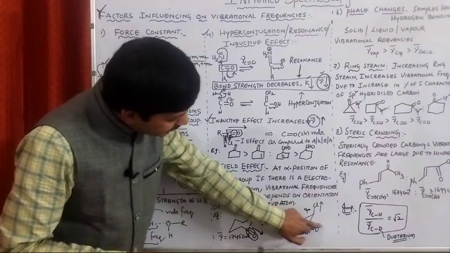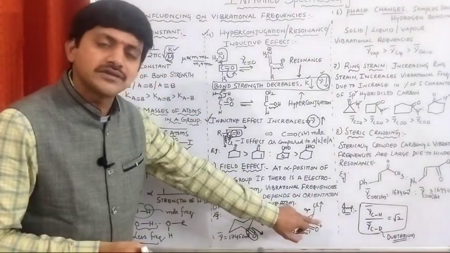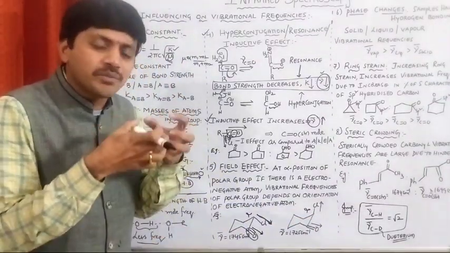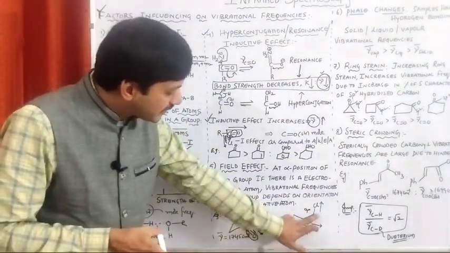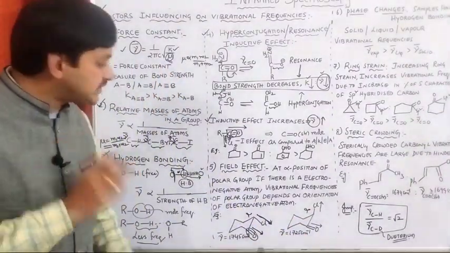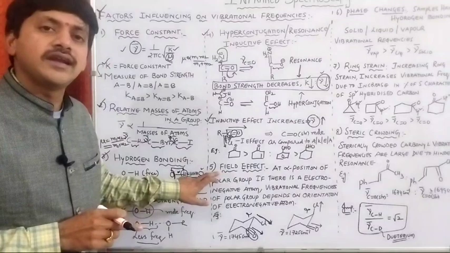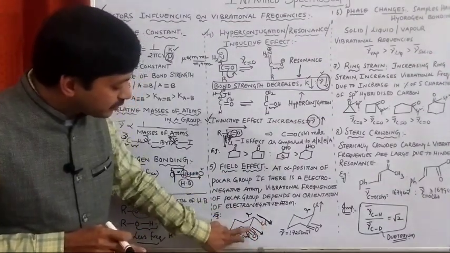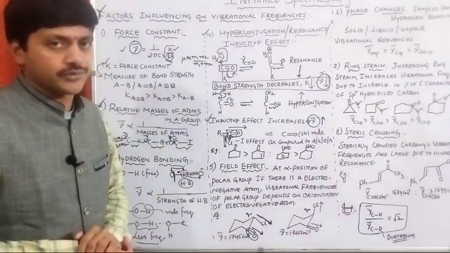But in the case of C double bond O, the dipole moment is like this. So what is the net dipole moment? It will not be the combination. So the dipole moment is less. That's why the stretching frequencies are lesser. This effect is commonly called the field effect: the influence of an electronegative atom at the alpha position on the particular polar group.